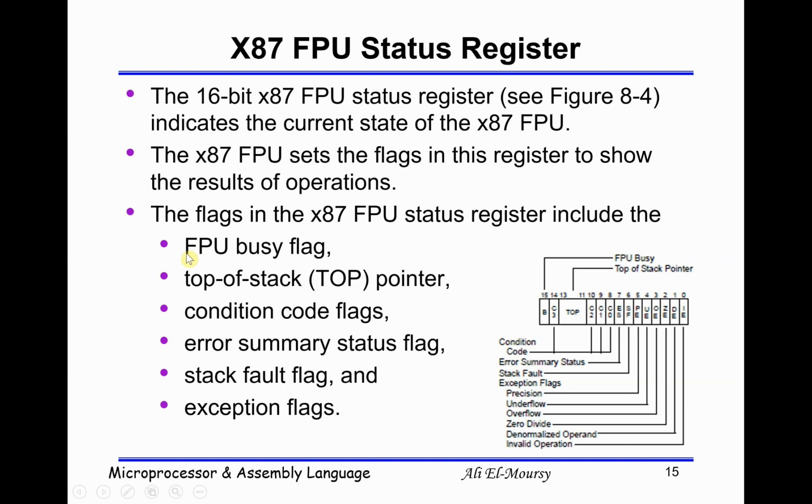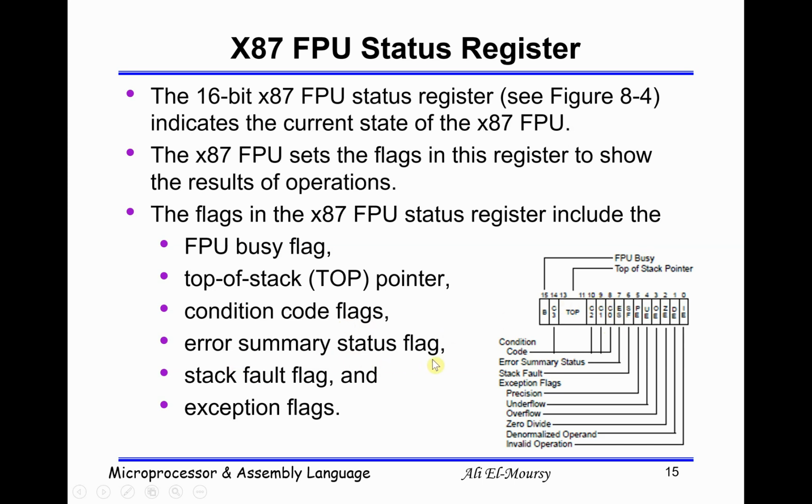The first bit is called the floating point busy flag. The second one is the top of the stack, TOP, that we have just mentioned. So how many bits are these? Those are bits 11 to 13. Three bits here are the top of the stack, because we have 8 registers. We also have 4 condition code bits or flags. These are C0, C1, C2, C3. These are bits 8, 9, 10 and 14.